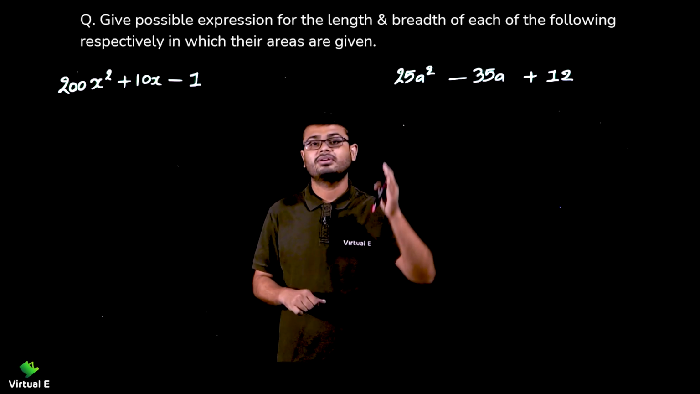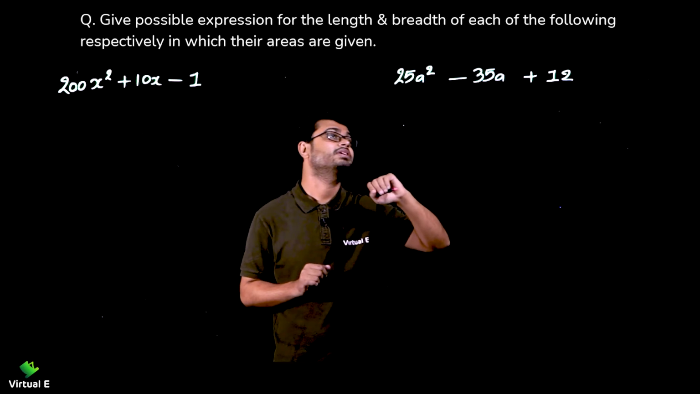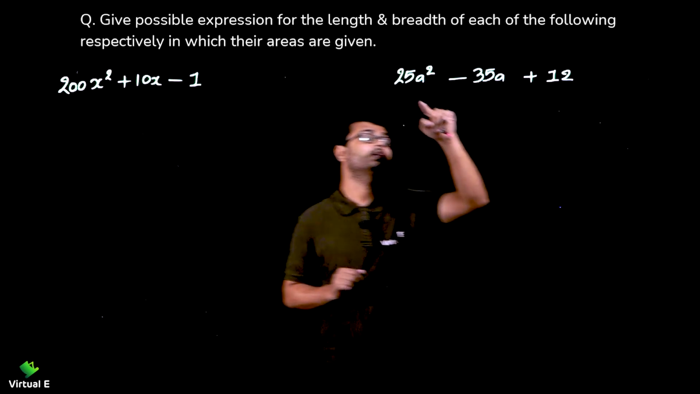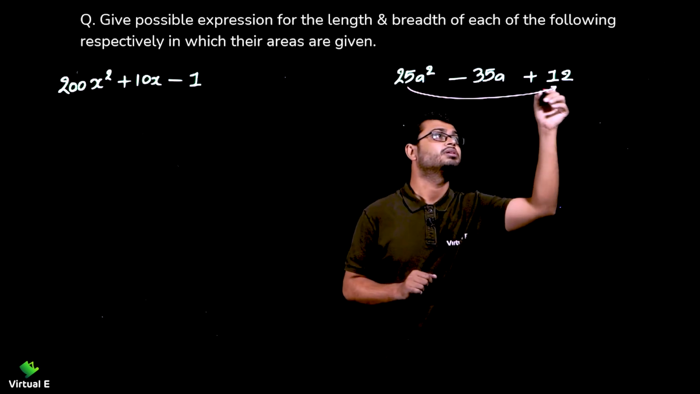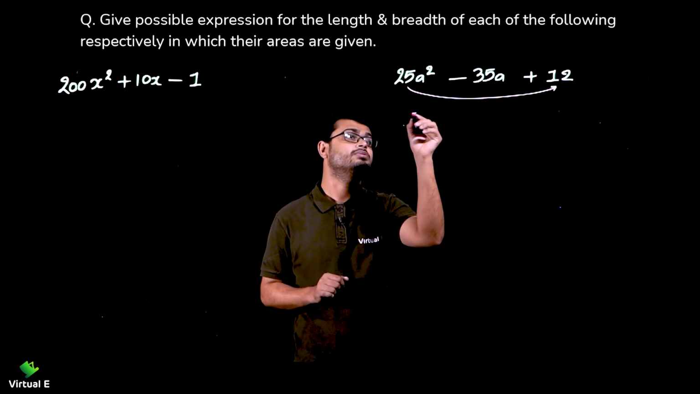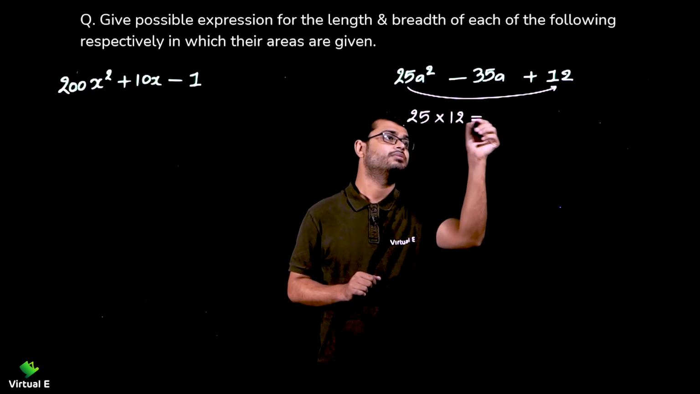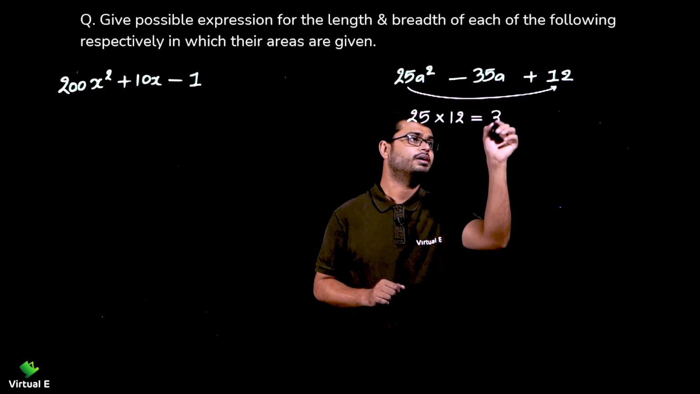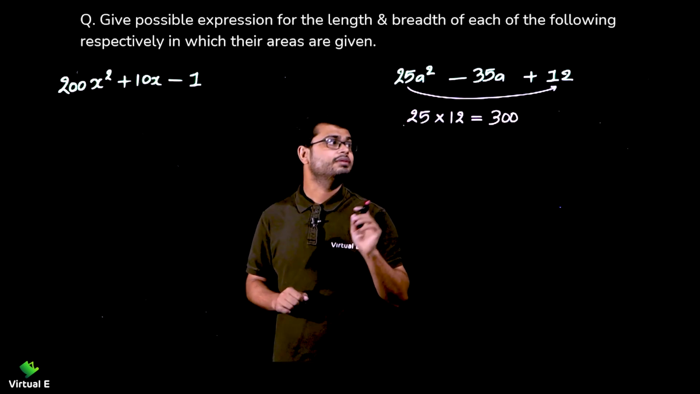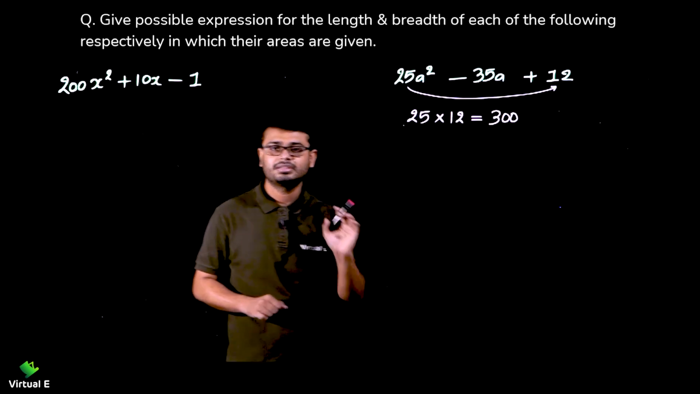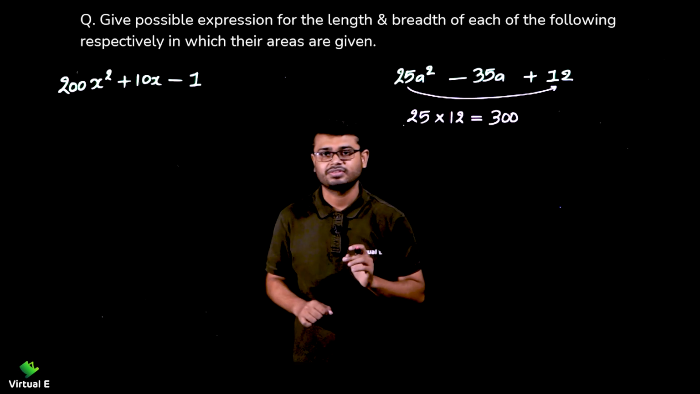So we cannot directly find the factors of the constant. Here we need to multiply 25 with 12. This is what we need to do first, the product of these two numbers. So 25 into 12 will give you what? 300. If you multiply and check it, you are getting 300 there. Now that being done, we need to find the factors of 300.